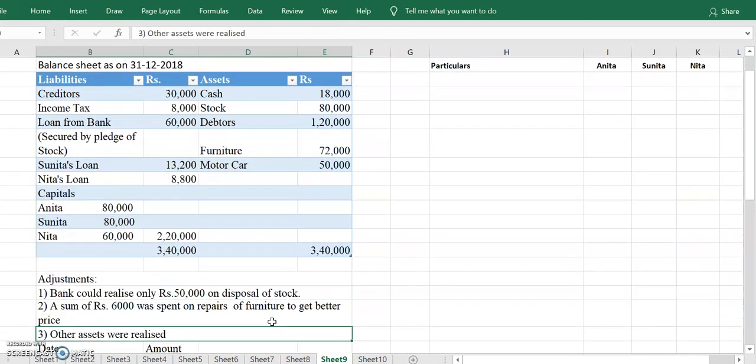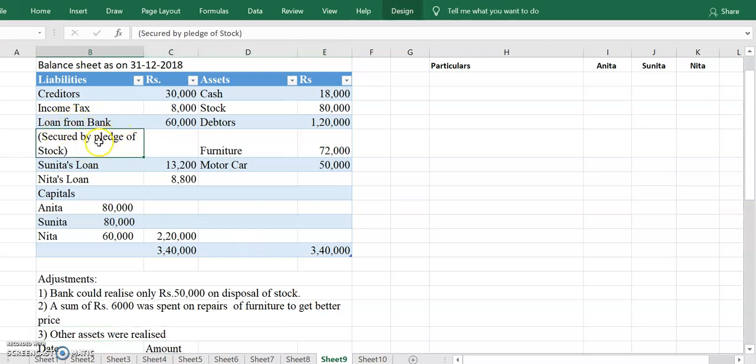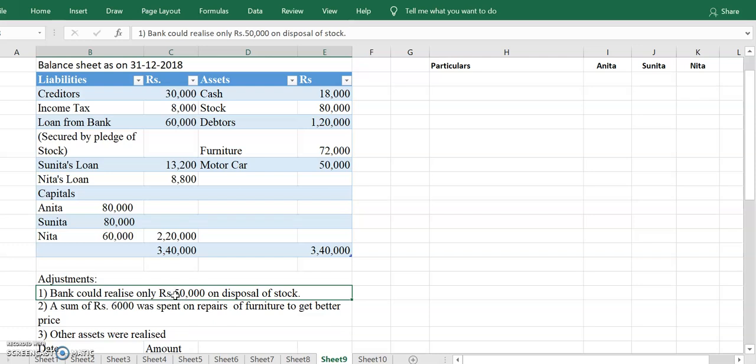So there are some adjustments. The first is that the bank would release only 50,000 on disposal of stock. As you are aware, with my cursor, the loan from bank, and under this specific note, it is secured by pledge of stock. The loan from bank is given as 60,000, but the security given, that is the pledged asset, releases rupees 50,000 only. So first, the loan from bank will be released, that is 60,000 minus 50,000. This is your first adjustment, 50,000 on disposal of stock.